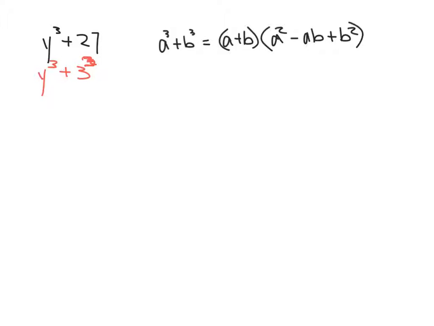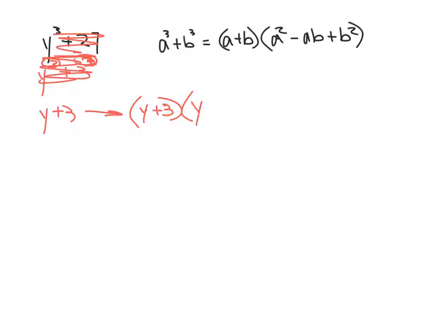So we have a cubed and b cubed, and then we just write the y plus 3, and we ignore everything else. And we get first number plus the second, first number or letter squared, minus first number times the second, plus second number squared, and we're done. Okay, so it's very, very similar to the last one. We just have a couple other pluses and minuses.